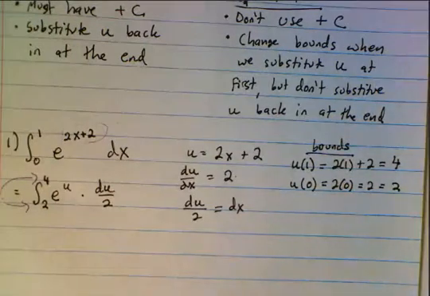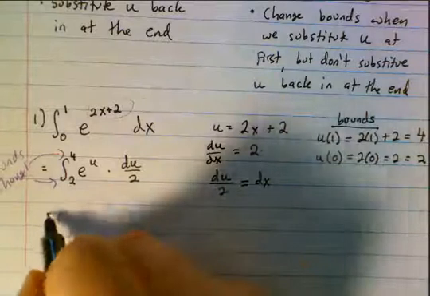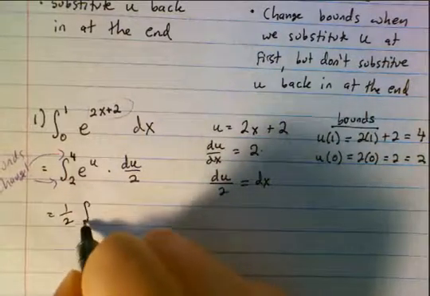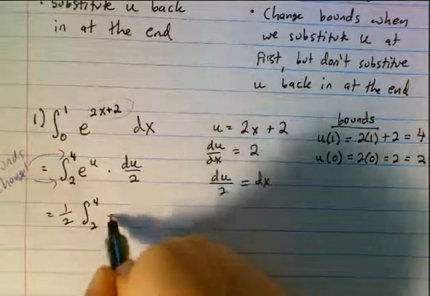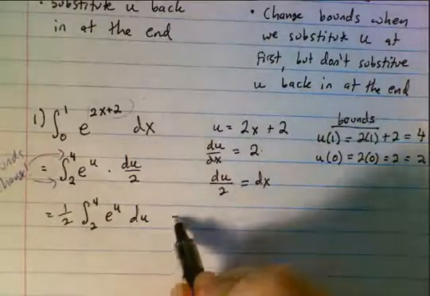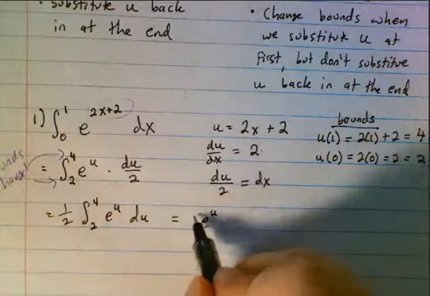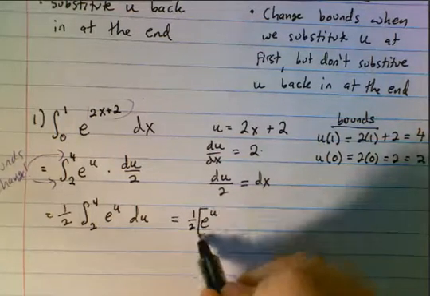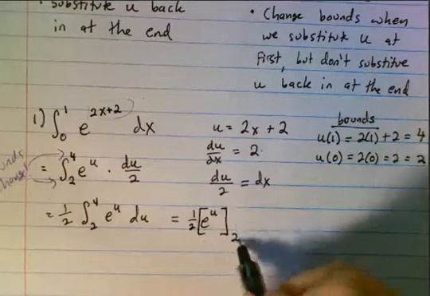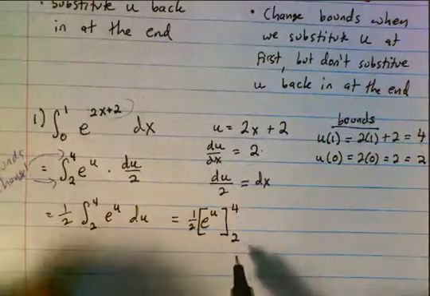The nice thing about this is that now when we keep doing this, so let's say this 1/2 is out in front. Now when we take the antiderivative, that's just e to the u, 1/2. And because we've changed those bounds, we can just leave those numbers right there like that.